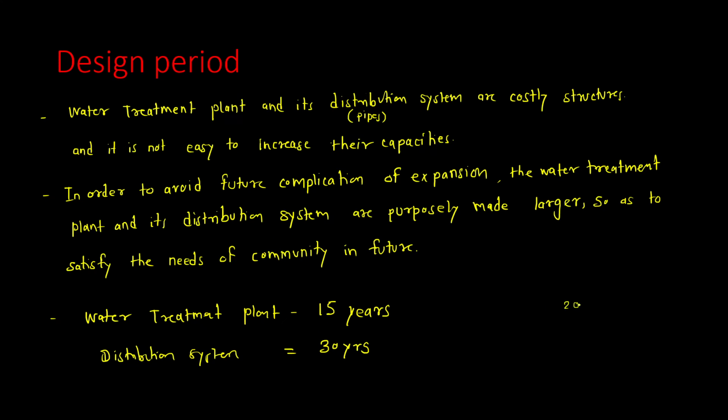Let's say if we are constructing the water treatment plant in 2020, then we have to design this water treatment plant for 2020 plus 15, that is 2035. So what will be the population in 2035? That we have to find out, and for that population we have to design this water treatment plant. The process of finding this population after a certain period is called population forecast. Now definitely the population is going to increase with time. So what are the main factors responsible for the changes in population? So write down.